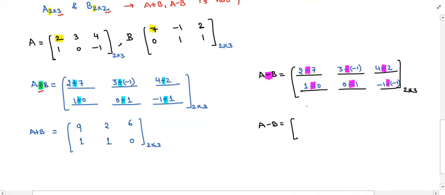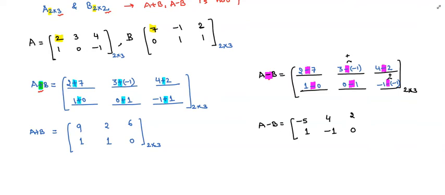2 minus 7 gives you minus 5. 1 minus 0 gives you 1. 3 minus minus, this minus minus becomes plus. So 3 plus 1, 4. 0 minus 1 is minus 1. 4 minus 2 is 2. Minus, minus becomes plus. So this will again become 0.